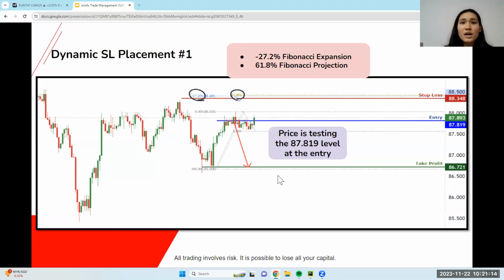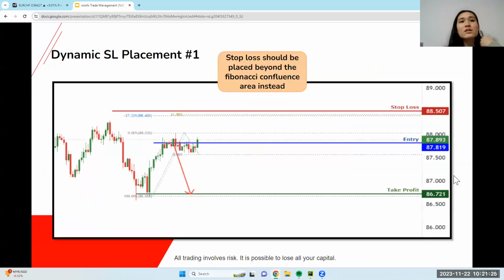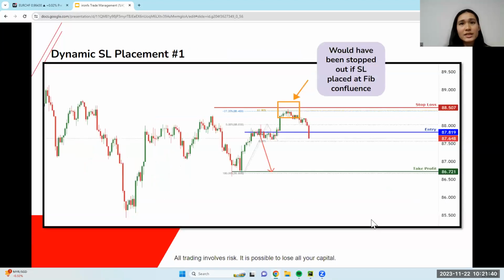Price is currently testing our entry level and we're expecting it to drop back down to our take profit at 86.721. As we mentioned earlier, our stop loss was placed below, but of course, instead it should be placed beyond the major Fibonacci confluence area. We will show you why in our next slide here.